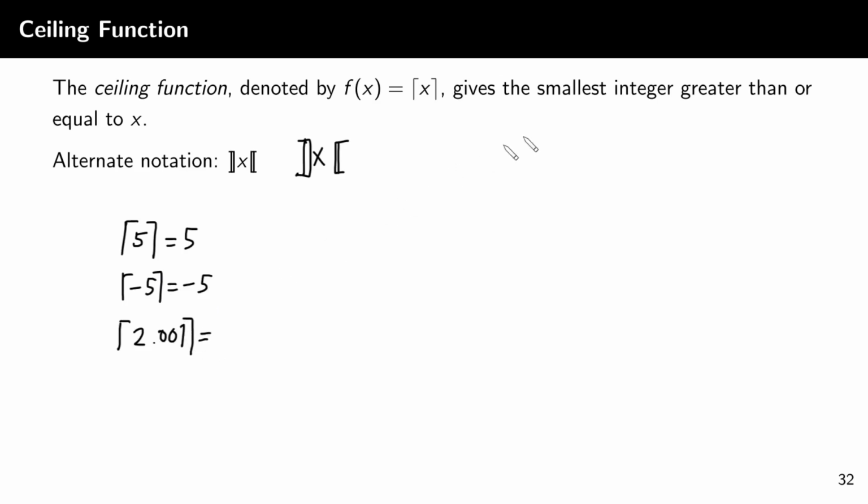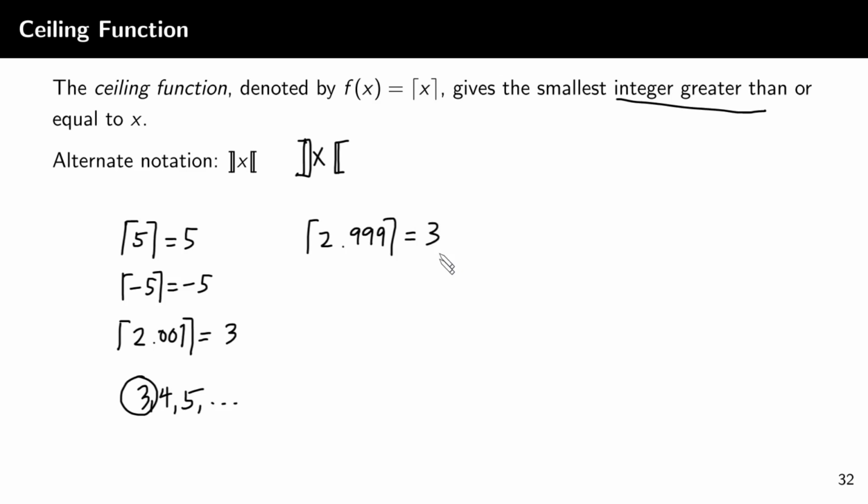Okay. So, ano yung mga choices natin? Mga integers na greater than or equal to X. So, ano yung pinakamaliit sa kanila? So, 3 is an integer greater than 2.001. 4 then 5. And so on. The smallest among them is 3. So, the ceiling of 2.001 is 3. Okay. For 2.999 naman, yan. So, 3 din. 3 yung pinakamaliit na integer na mas malaki sa 2.9999.